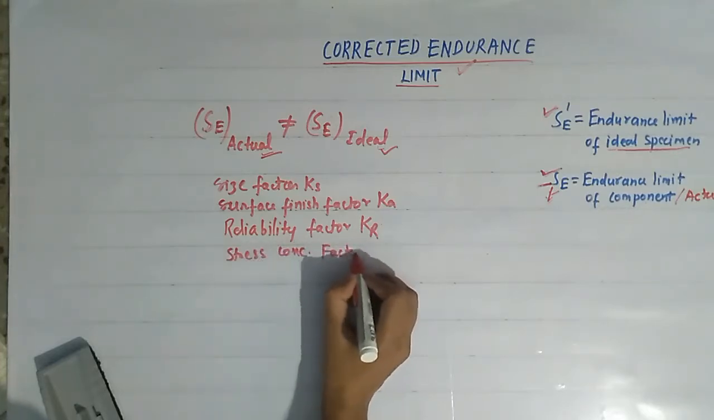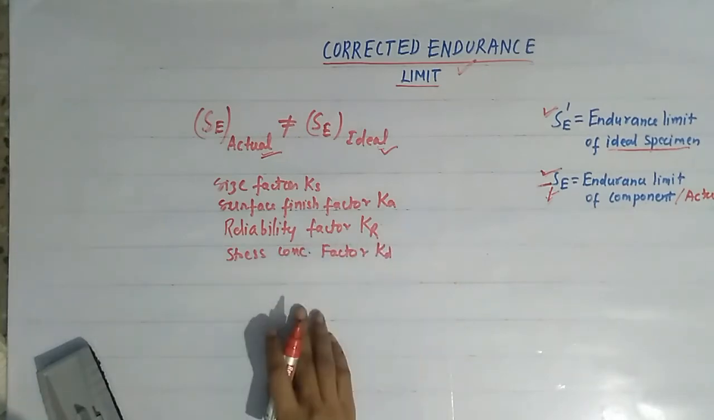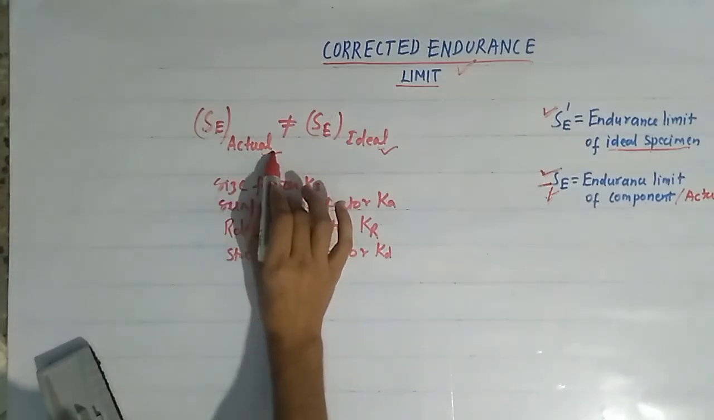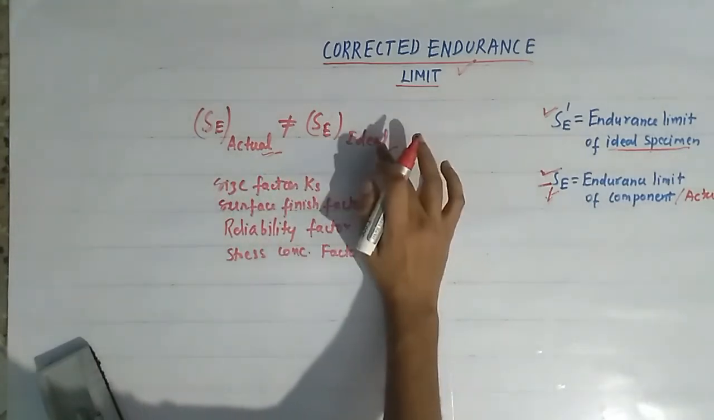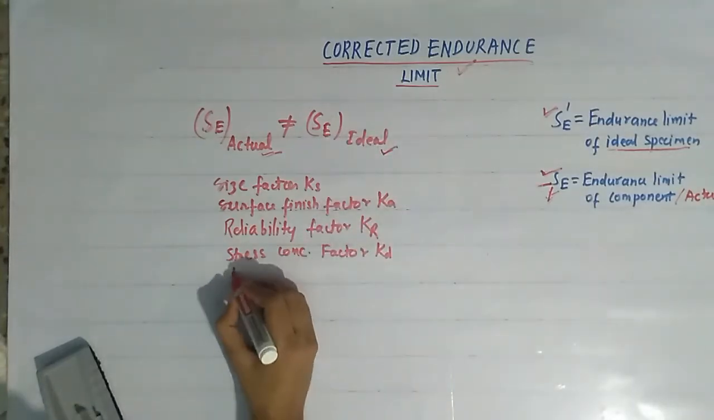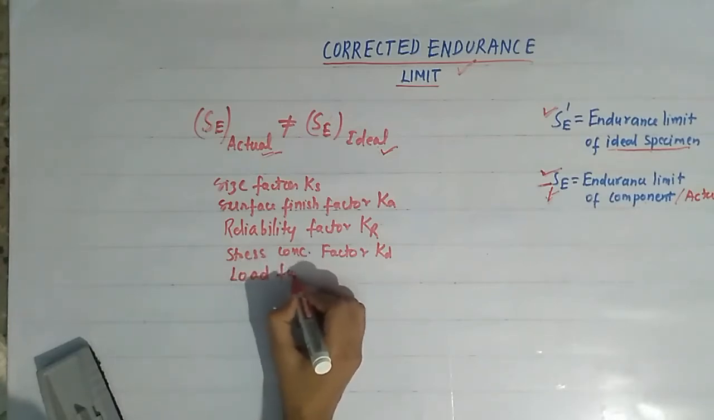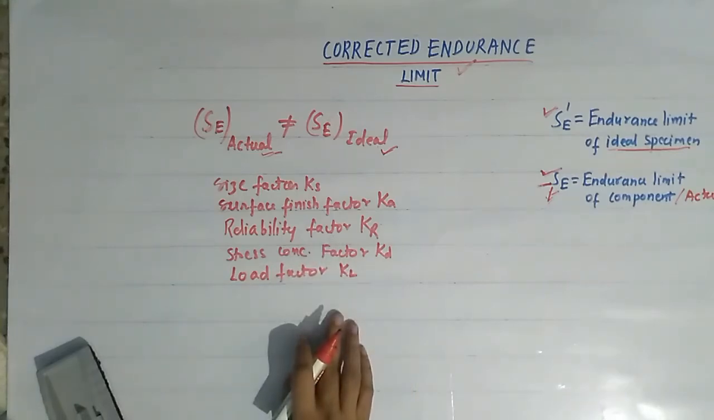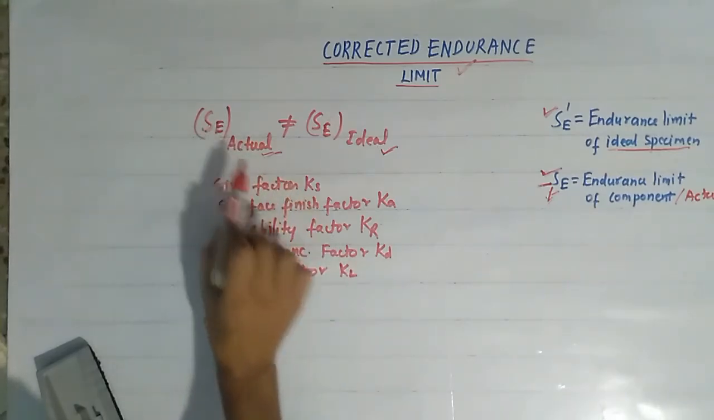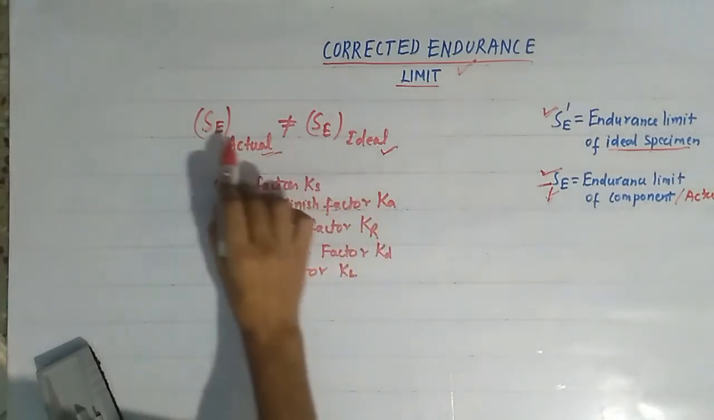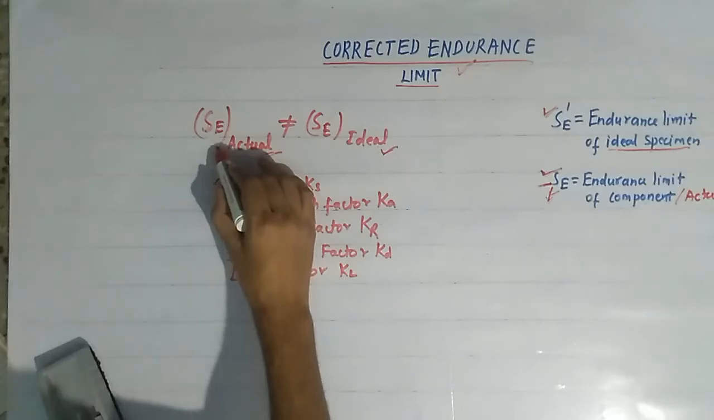Another one is the stress concentration factor, denoted by Kd, as there is always a stress concentration in the actual component and very small, negligible stress concentration in the ideal component. And another is the load factor, denoted by Kl, because the loading on the ideal specimen is different from the loading on the actual specimen.